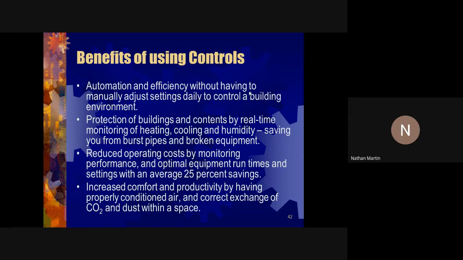These types of control basically provide protection of the building and contents by real-time monitoring, as I told you before, such as the heating system, the cooling system, the humidity, and so forth. It reduces operating costs, right? By monitoring performance and optimal equipment runtime.